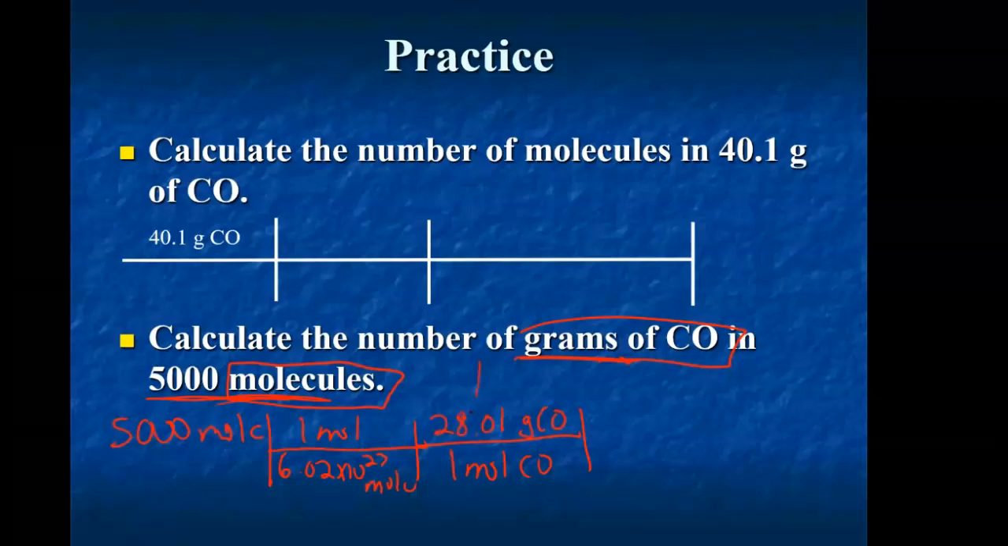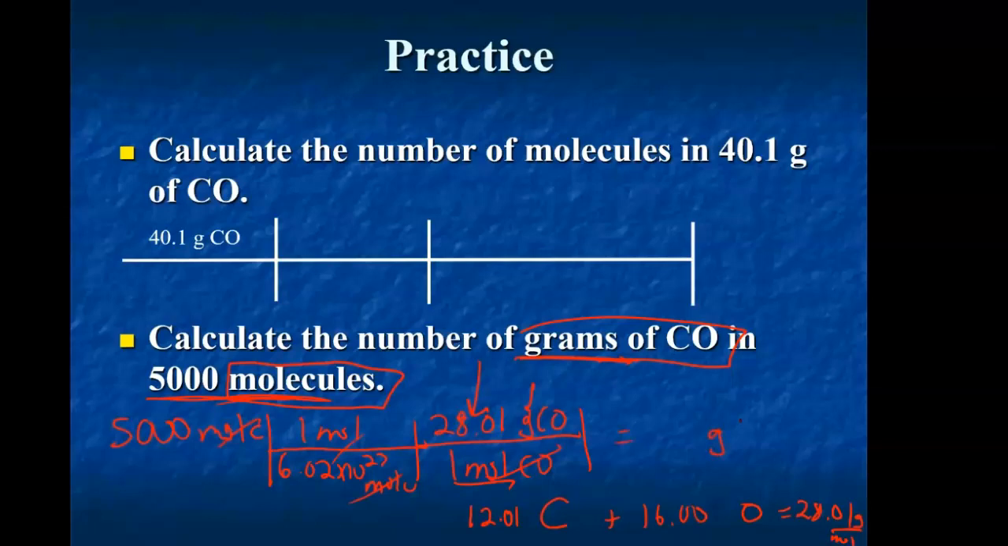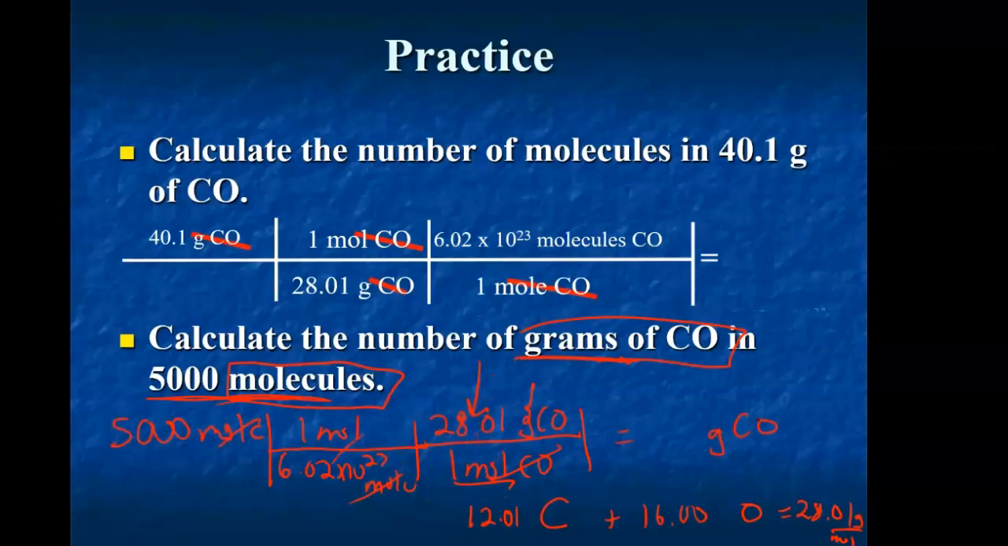And again, this number right here comes from adding the 12.01 from C plus the 16.00 from O. Right? And so when we do that, we get 28.01. And again, the unit is grams over moles, hence grams on the top, moles on the bottom, units, units, units cancel, and you end up with grams of CO. Okay, so let's try another.